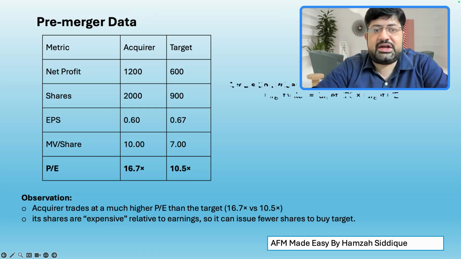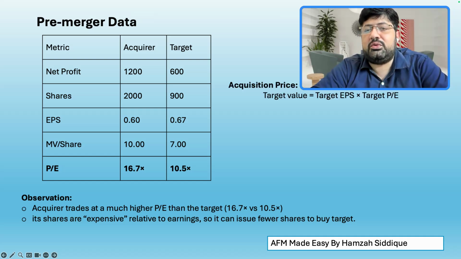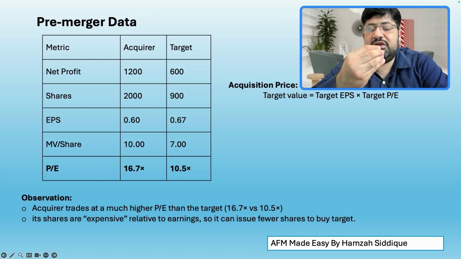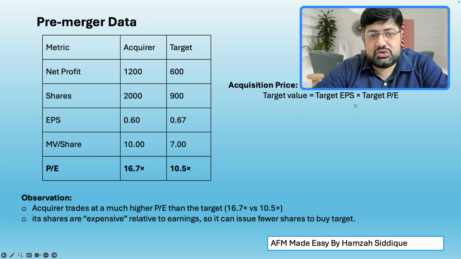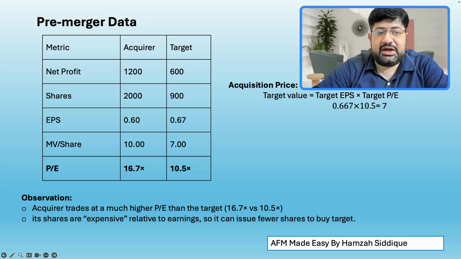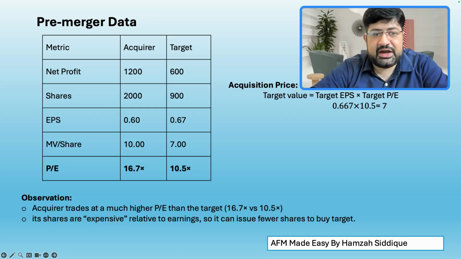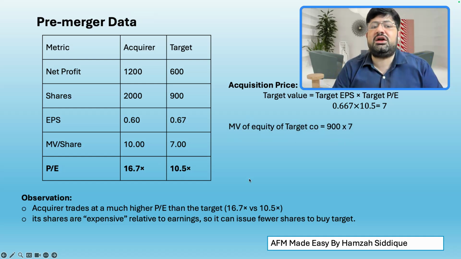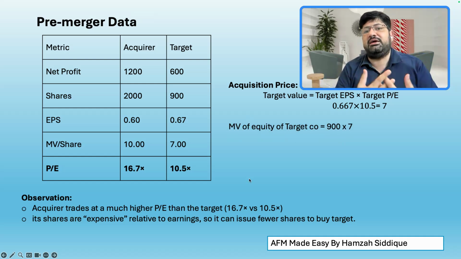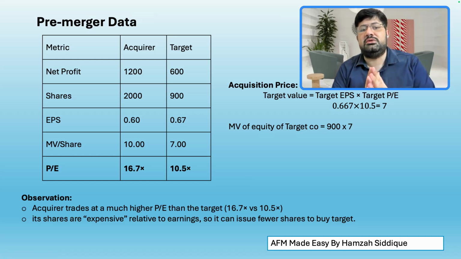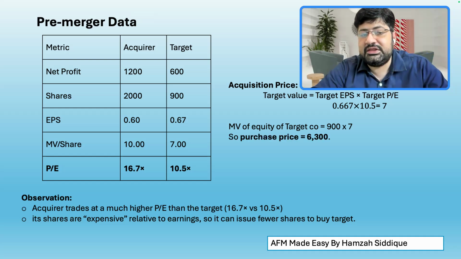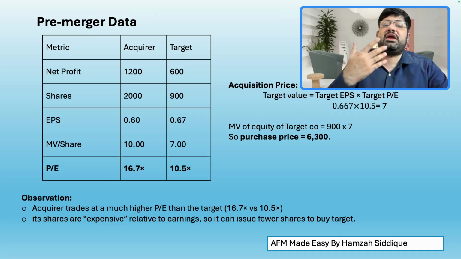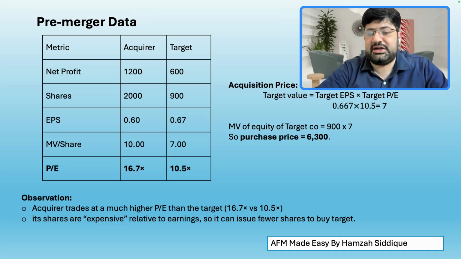So now what happens actually? We need to calculate how much is the value of the target company, how much we need to pay to them. So EPS is multiplied with their PE ratio, and the value of 7 is calculated. Now, what is the total market value of the target company? 900, that is the number of shares, into market value per share, 7. That is equal to 6,300. That is the purchase price which the acquirer has to pay to acquire the target company.